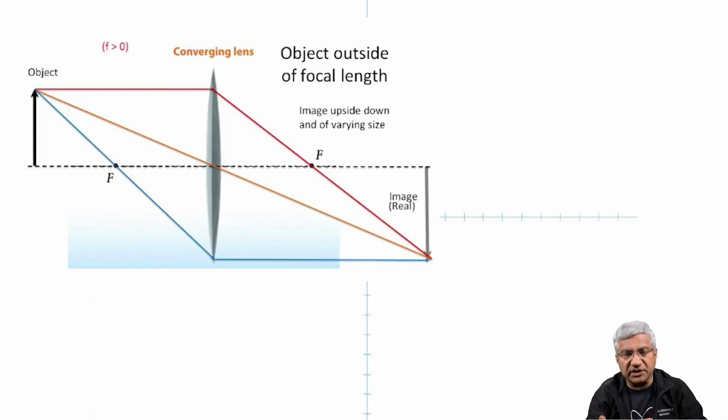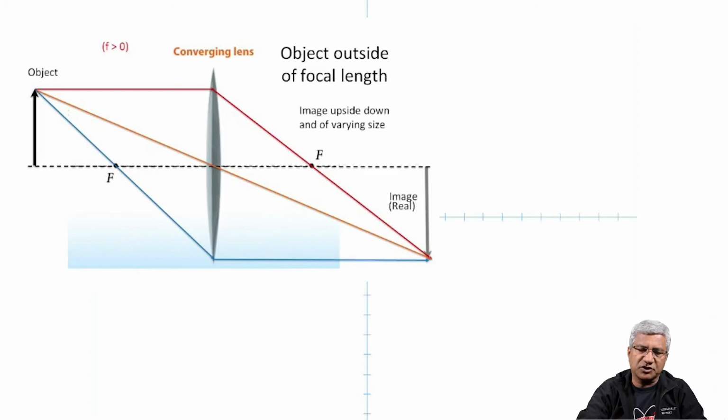What are the other properties? It's inverted. In fact, let me give you a secret. All real images are inverted. All virtual images are upright. That's a secret. And in this case, the image is magnified.